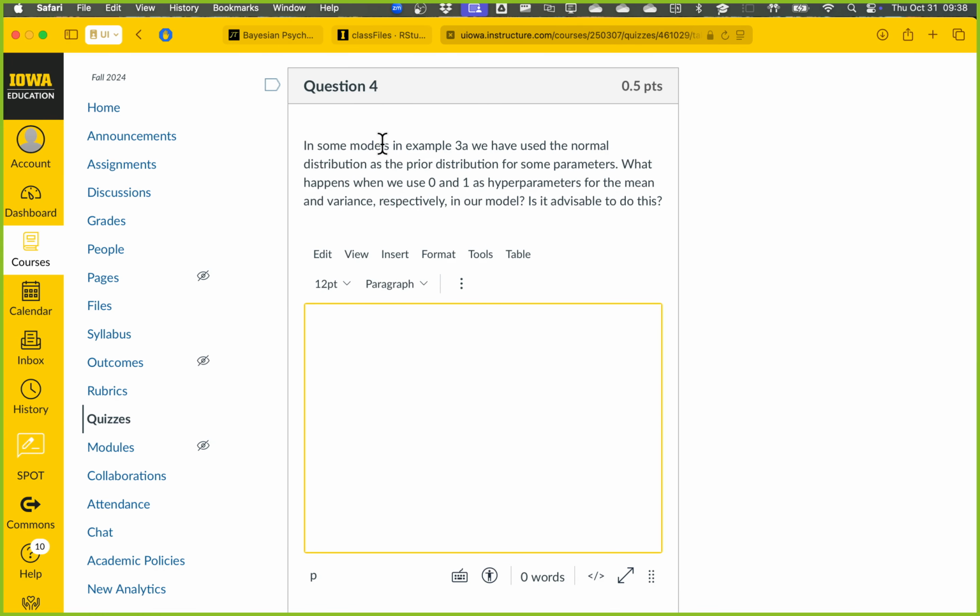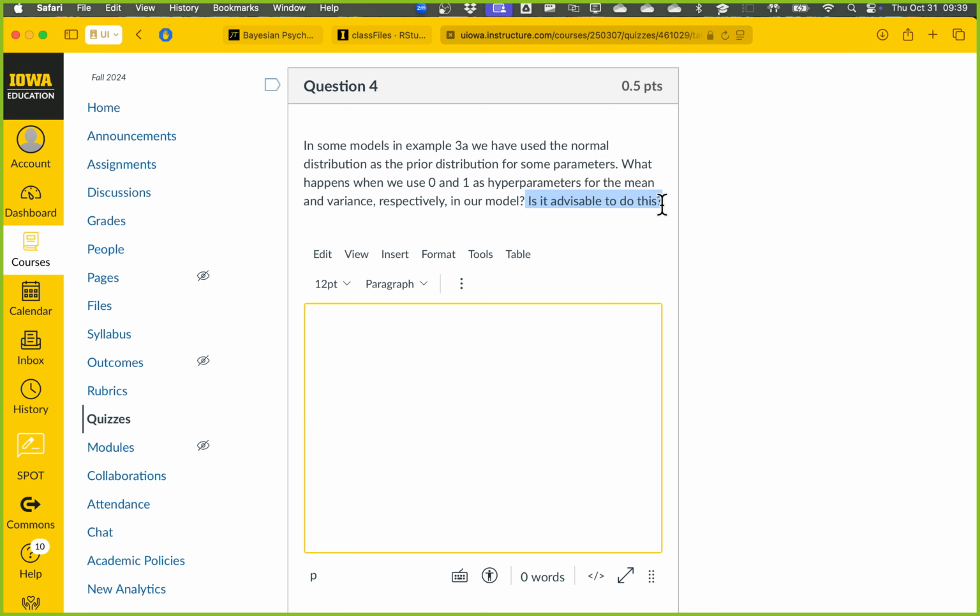Question 4. In some models, in example 3a, we've used the normal distribution as the prior distribution for some parameters. What happens when you use 0 and 1 as hyperparameters for mean and variance in our model? Is it advisable? Clearly, a mean of 0 means you believe the parameter should be 0. A variance or standard deviation of 1 is somewhat highly informative. It takes the mass of the normal distribution and centers it between -3 and 3. So, to me, there are cases where a standard normal prior, or hyperparameters of 0 and 1 for mean and standard deviation, are fine. I think there are places where parameters might certainly fall in that range.